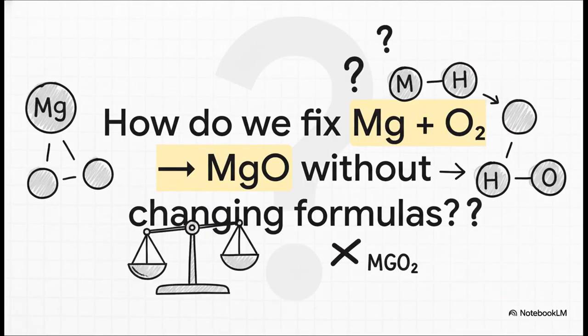And this brings us to our final thought for today. Let's look at our equation one last time. We know that the atoms have to be equal on both sides. But we also know we can't change the chemical formula. We can't just change MgO to MgO2. So if atoms cannot be created or destroyed, what can we do to this equation to make it complete and correct? This is the central question of balancing equations, and we will explore the answer in our next lesson.